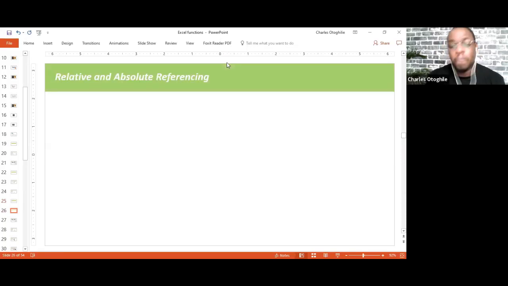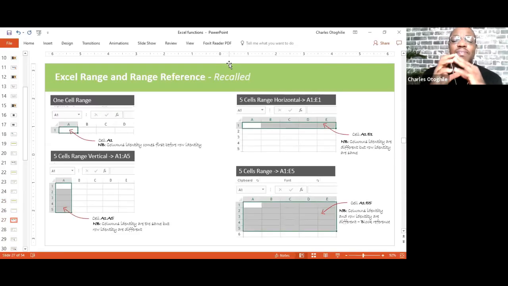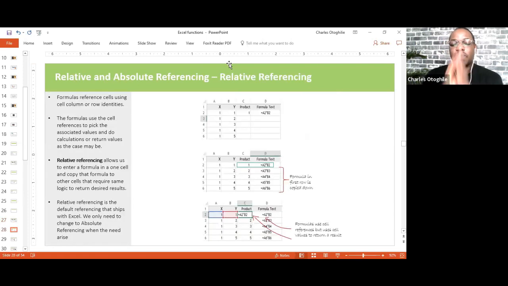Let's dive in. So for Excel range and range reference, this is just to tell you that what you just learned is very important when it comes to referencing. So I just brought the slide up so that you get to see that, yes, this is actually what is happening. Okay, so let's go deeper. Here, relative and absolute referencing. But here we want to look at relative referencing.